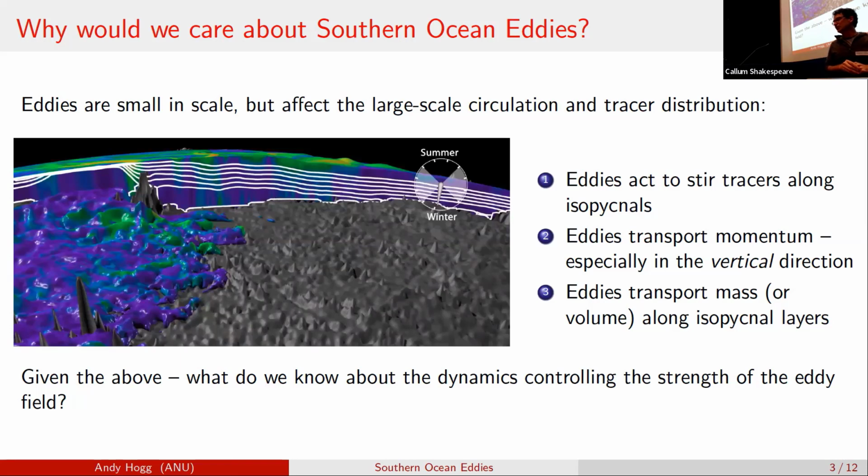The first is that eddies act to stir tracers along isopycnals. And Helen mentioned this a little bit this morning. The second effect is that eddies actually transport momentum, and they transport momentum, well, they transport momentum laterally, but particularly in the Southern Ocean they transport momentum vertically, and that turns out to be really important. And eddies also transport mass or volume. So here I'm talking about volume transport or thickness fluxes along isopycnal layers. So I'm going to talk about that a bit.